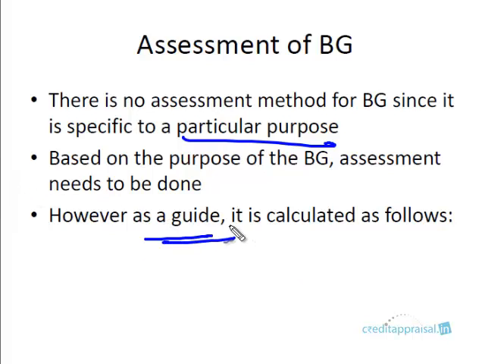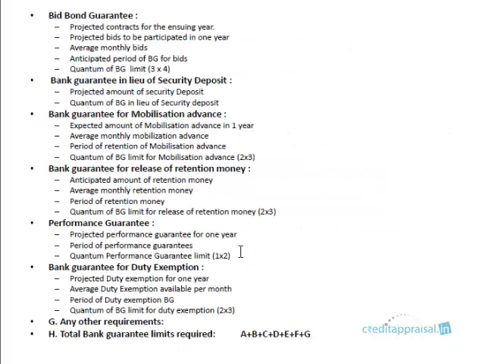Banks have a guide. They break it up into various components. We discussed the various purposes for which a BG can be issued, and based on that they have prepared a model. They follow that, but again, that is just a guide. Don't take it as gospel truth. Based on that, you can modify as per your requirement. Basically, they break it down into various components, and every company will not require all the components.